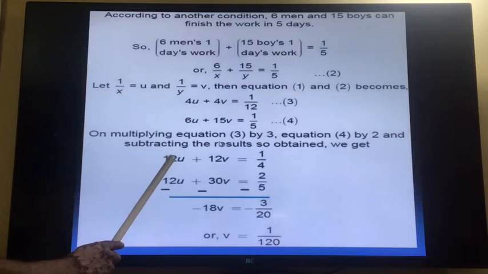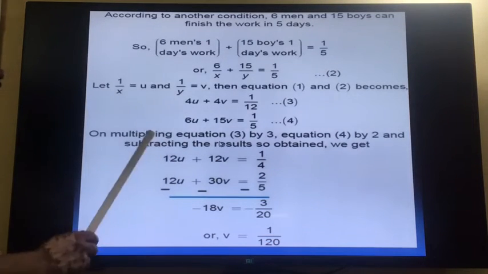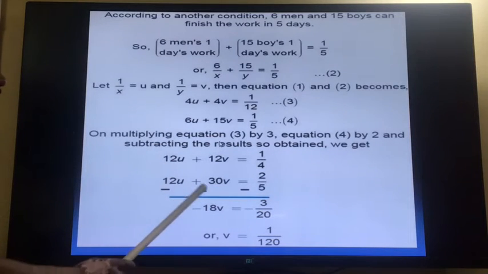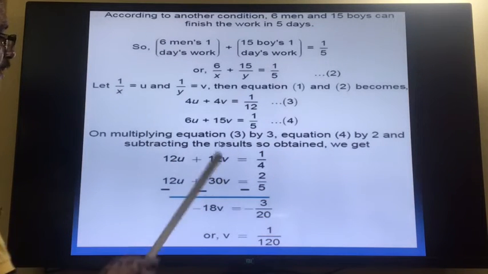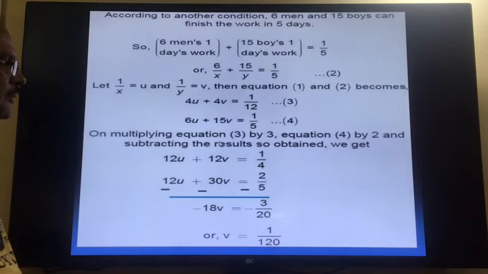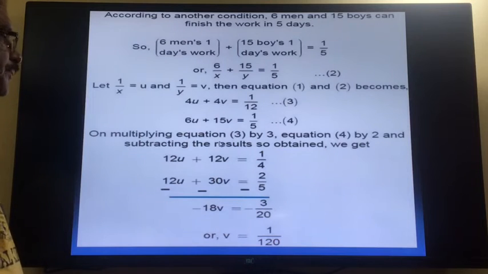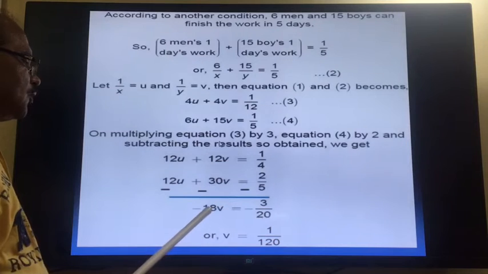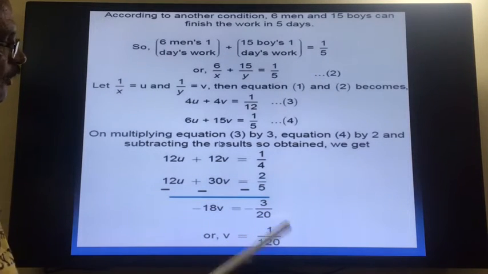After this, these coefficients are equal, so we will see the sign of the equal coefficients. Here both are the same sign, plus, so we will subtract, and to subtract we will change the sign. After changing, 12u cancels, and we get minus 30v minus 18v is equal to 1 upon 4 minus 2 upon 5. After taking LCM and simplification, we will get minus 3 upon 20. So v will be equal to minus 3 upon 20 into minus 18. After simplification, we will get v is equal to 1 upon 20.